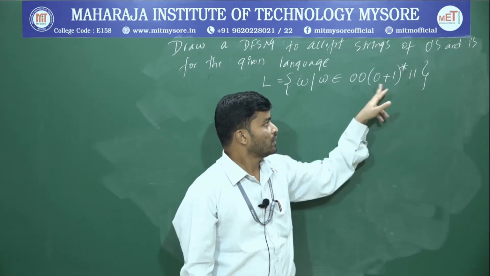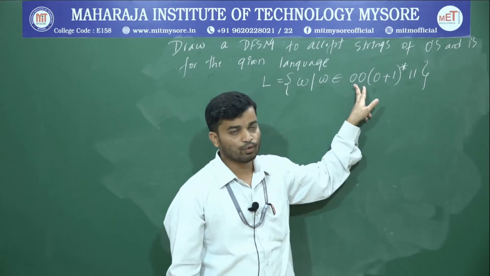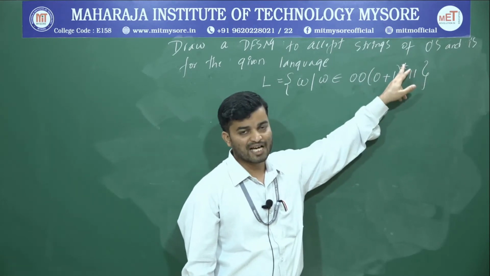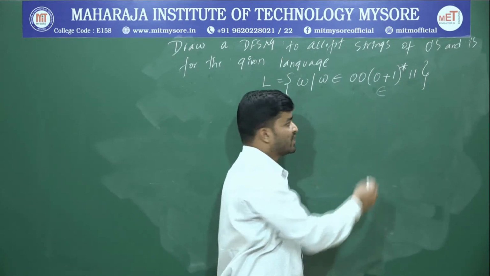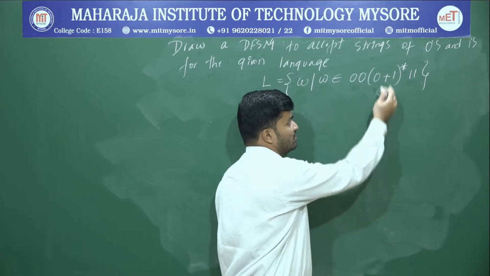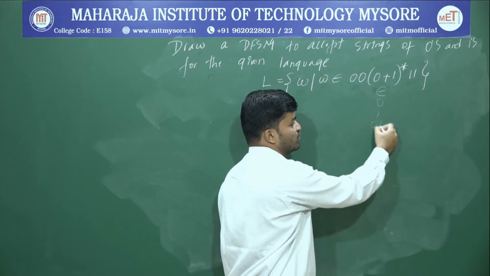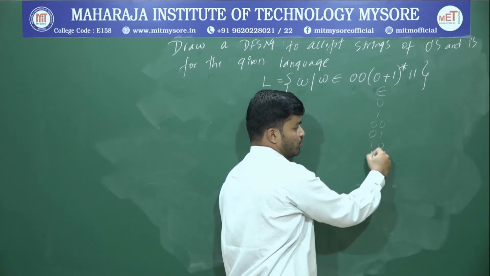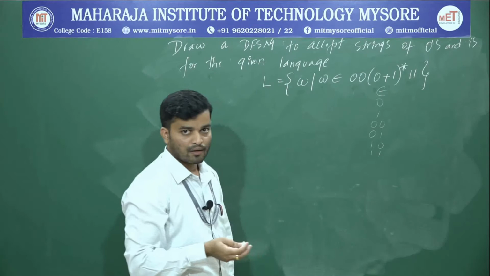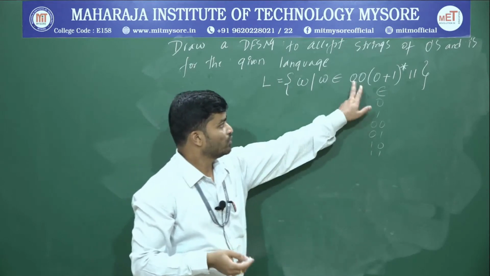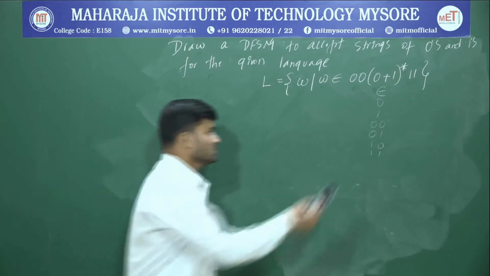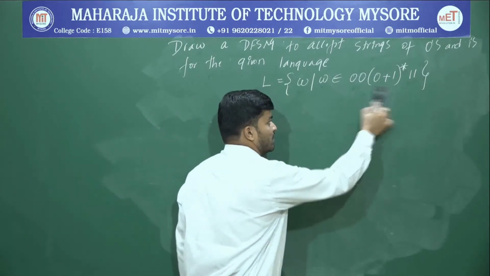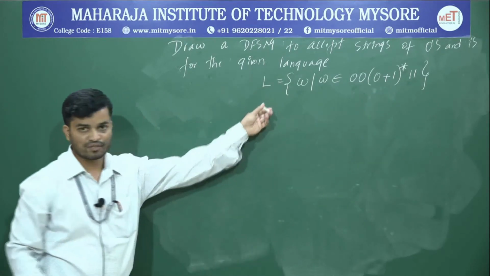Okay. So in the worst case you will get 00 and 11. Why? Because if the star becomes 0, I will get epsilon. If star becomes 1, either I will get 0 or 1. If star becomes 2, I will get 00, 01, 10, 11, and that will continue. So in the worst case I will get 0011. So that is the meaning of star.